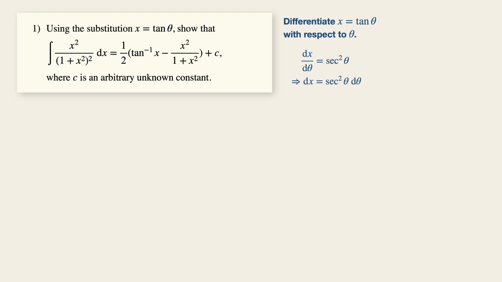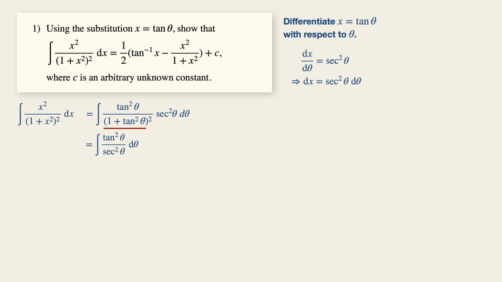Now, coming back to this question, we will start to integrate x squared over 1 plus x squared, all squared, dx. Replacing all the x with tangent theta, we will have tangent squared theta over 1 plus tangent squared theta, all squared. And dx will be replaced with secant squared theta d theta. So this is where it comes in handy. And this will be equal to tangent squared theta over secant squared theta, because 1 plus tangent squared theta is secant squared theta, so we have basically cancelled out the denominator.